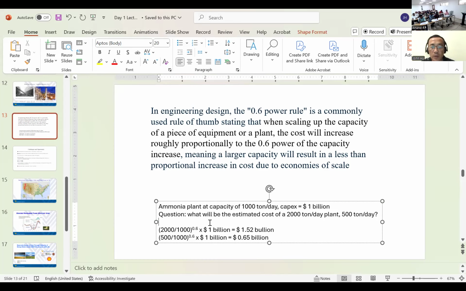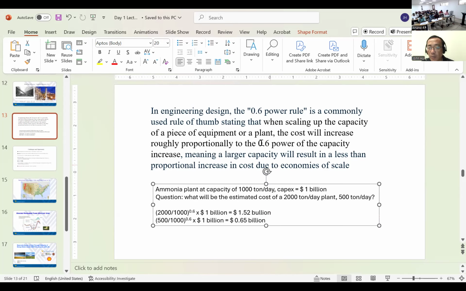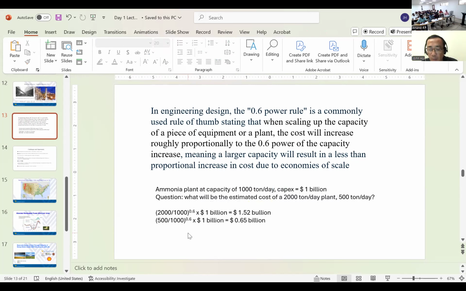So my question to you is, what will be the estimated cost of a 2,000 ton per day plant, or what will be the cost of 5,000 tons per day? I mentioned to you the 0.6 rule. When you do the engineering design, this is a rough estimate used. Let's do a calculation. If you scale up from 1,000 tons to 2,000 tons per day, you double the capacity, but you do not necessarily double the cost because of economy of scale. So the rule of thumb will be 2,000 divided by 1,000, raised to the 0.6 power, times $1 billion, which gives 1.52.